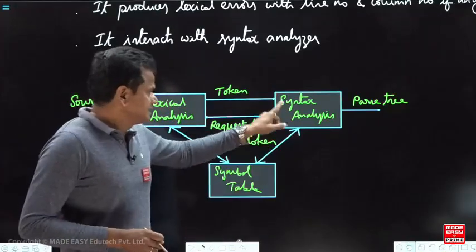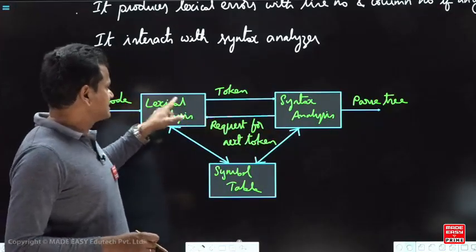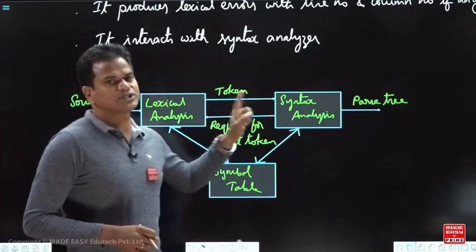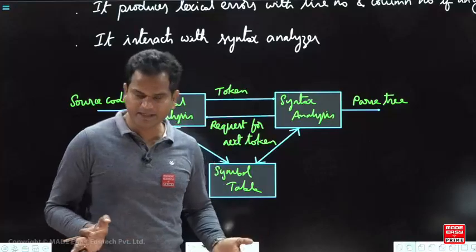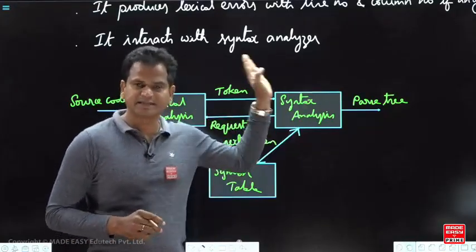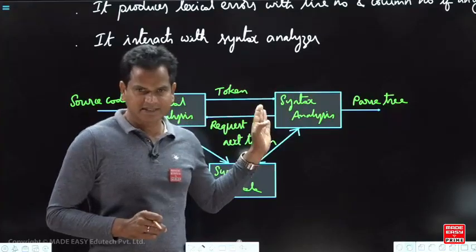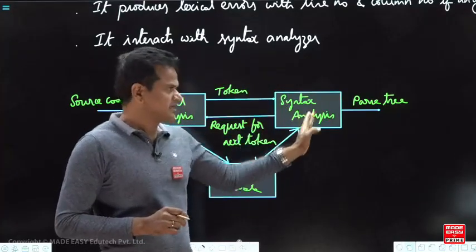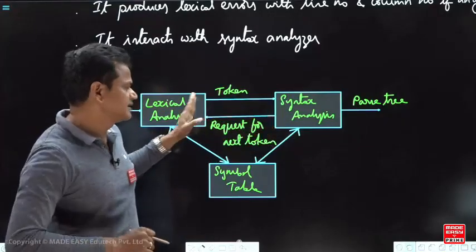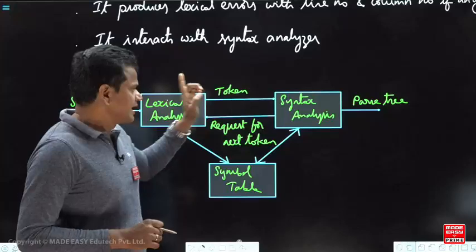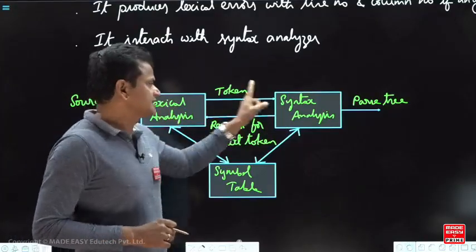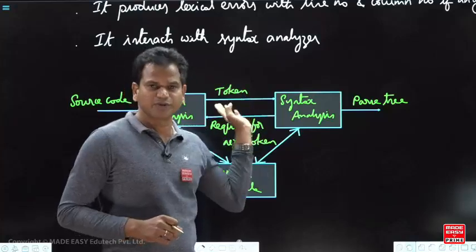Then the syntax analyzer will request the lexical analyzer to produce the next token. I repeat this. The lexical analyzer scans the source code and produces the token. The syntax analyzer will check the syntax of the token. If it is well formed, it will construct a parse tree. Then the syntax analyzer will send a request for the next token. Until the syntax analyzer sends the request for the next token, the lexical analyzer will not produce the token.